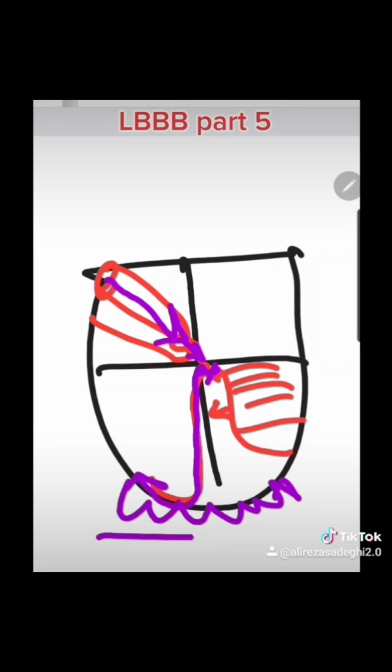Because remember, when you're traveling across the EKG paper, we are talking about time. So the longer it takes for the impulse to travel from one side of the heart to the other side of the heart, the wider your QRS complexes are going to be.